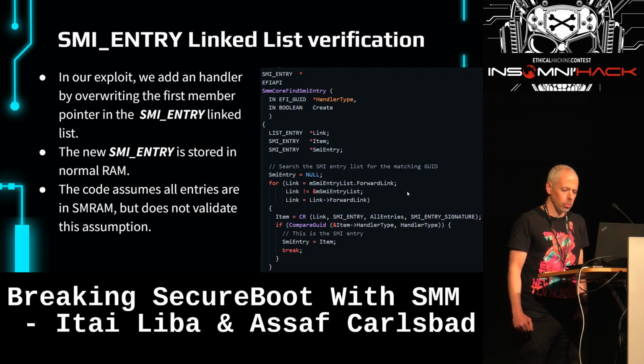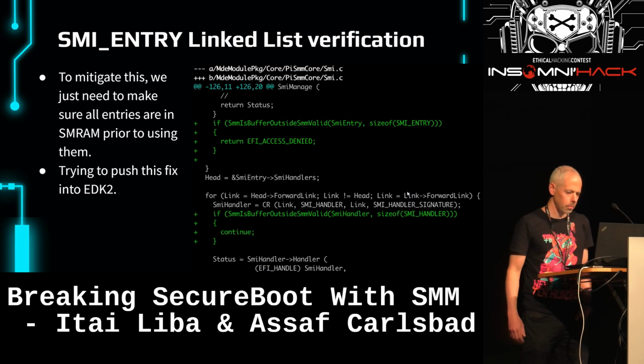In our exploit, we added a handler by overwriting the first member pointer in the SMI entry linked list. The new SMI entry is stored in normal RAM. The code assumes that the entries are in SMRAM, but does not validate this assumption. This can be fixed by verifying that every entry and handler pointer is in SMRAM. We are trying to push this mitigation to the EDK2 project.